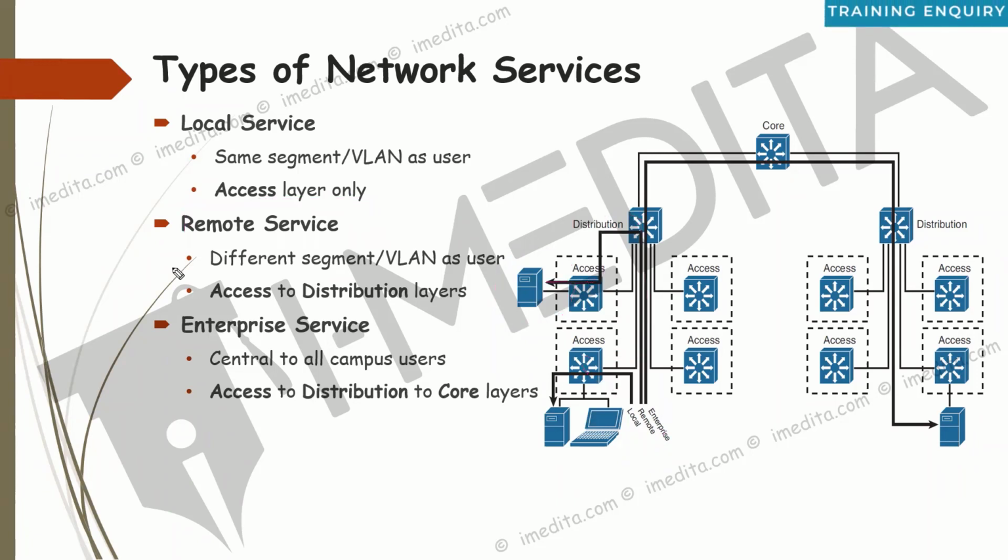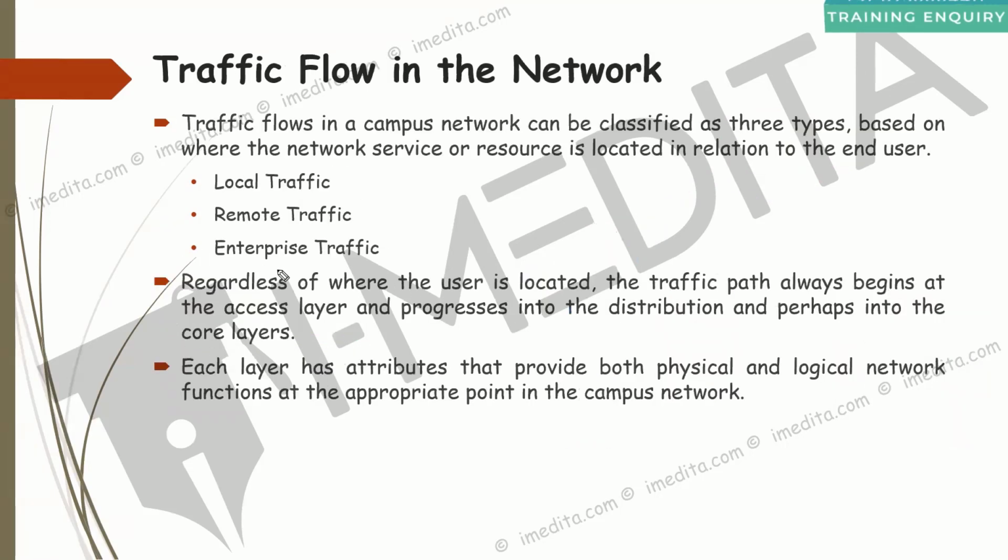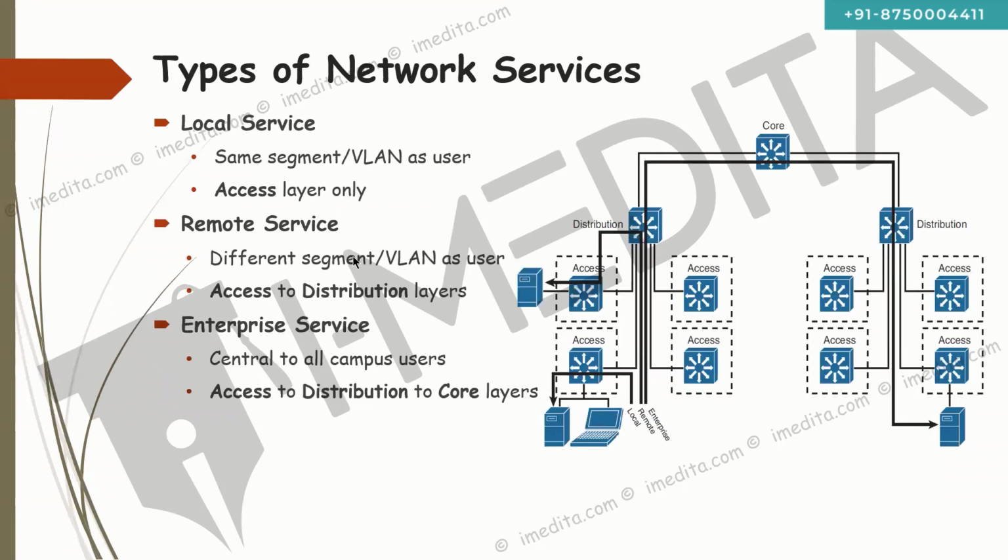And just in case the traffic has to cross the core, just in case there is a resource that is at a centralized location for everyone in the campus network, if you want to access that resource, you have to go from the access to the distribution to the core to the distribution to the access and then to the resource. This type of service is going to be referred to as the enterprise service, and the traffic as the enterprise traffic. The traffic that crosses the core to reach these resources is what we are going to refer to as enterprise traffic.